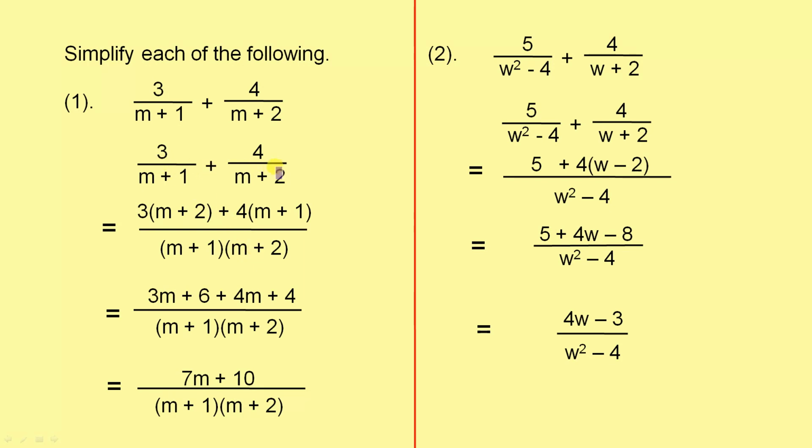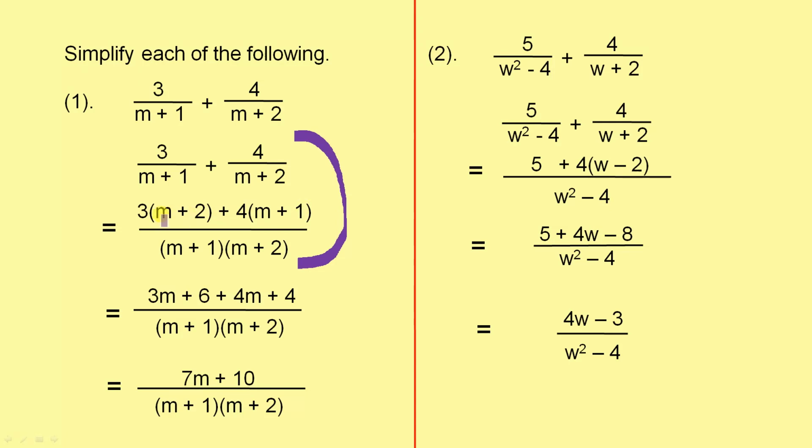I've just written the sum again, so we can show you the working in this section here. M plus 1 divided into this denominator gives us m plus 2. So we multiply the 3 by the m plus 2 to give us 3 outside of m plus 2. M plus 2 divided into this denominator gives us m plus 1. So we multiply the 4 by the m plus 1.